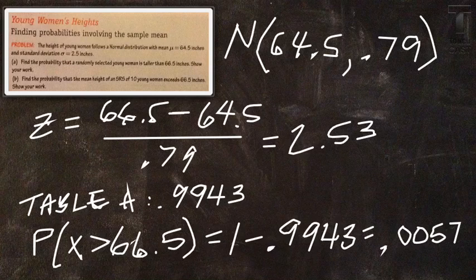So not even a whole percent, half of a percent of likelihood. The true mean is 64.5 for the population, and the chance that you would get a sample with a mean of 66.5 is half of a percent. Not very likely.